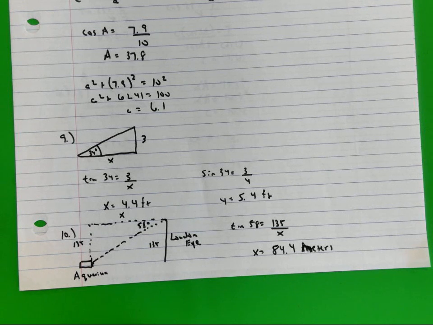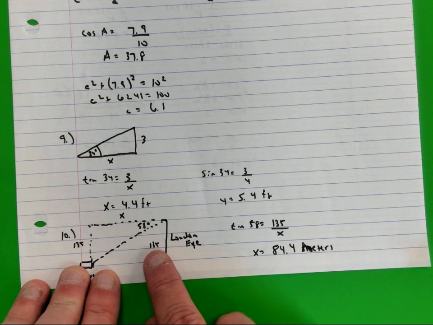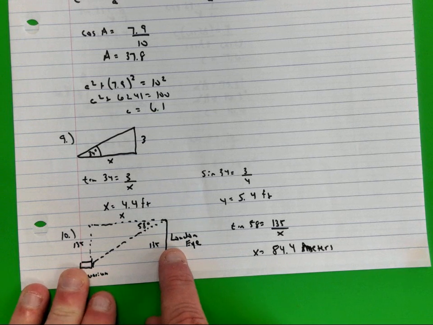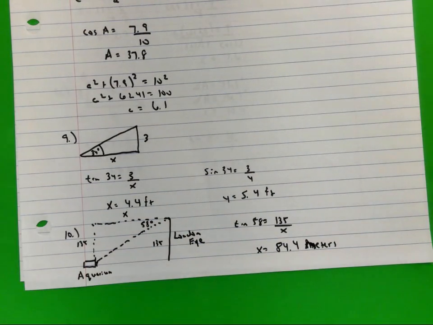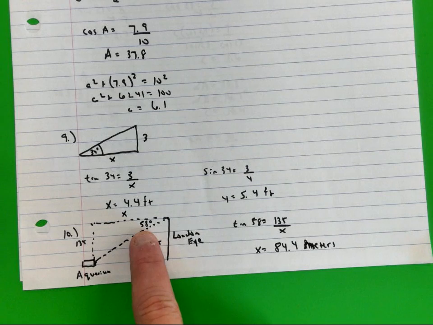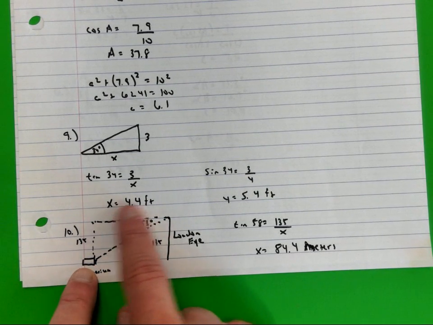Number 10, it says the London Eye is a 135-meter tall observation wheel. So here's my London Eye, it's 135 tall. It's 135 here, it's going to be 135 over here. If the passenger is at the top of the wheel and sights the London Aquarium at a 58-degree angle of depression, remember, if it's angle of depression, you've got an imaginary line going from here through the sky, and you're looking down. So it's from that imaginary line to you looking down. So that's why 58 degrees is right there. And you want to know the distance between the aquarium and the London Eye, which is this x right here.